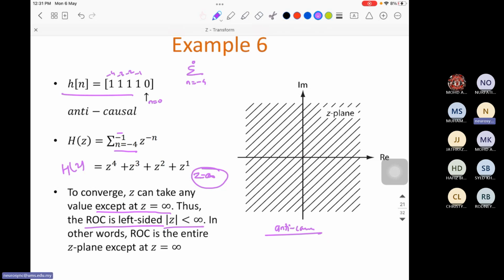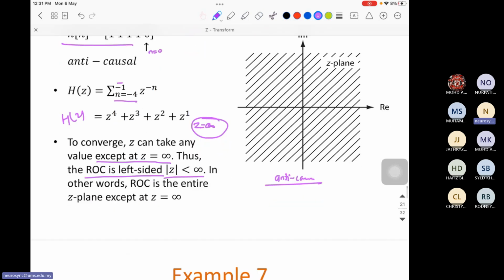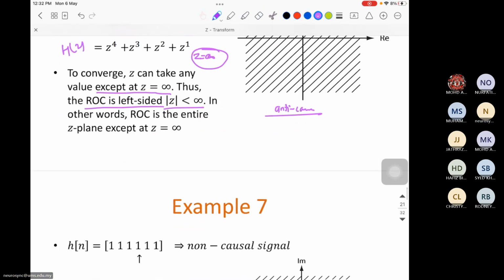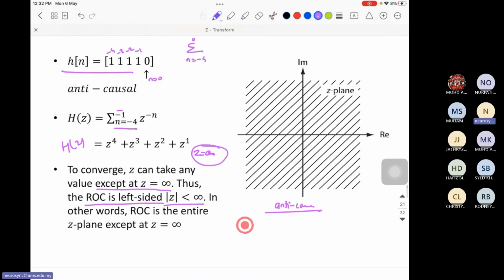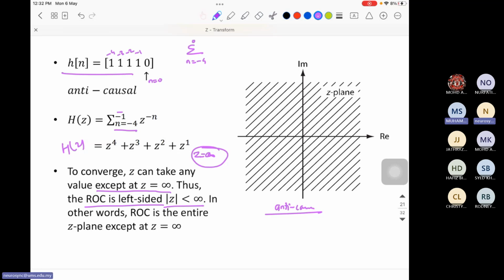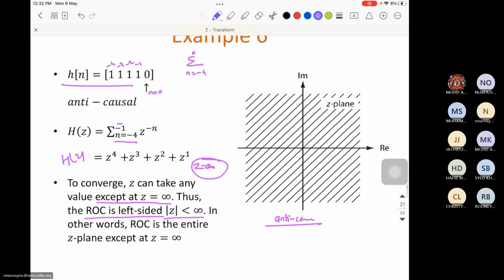Correct? Have you understood these two examples? Yes, students? Doctor, may I ask one question? Yeah, yeah. Why did we just ignore the zero? Because if you do the summation, this is again the summation from n equal to -4 to 0. I will solve this, just a second.